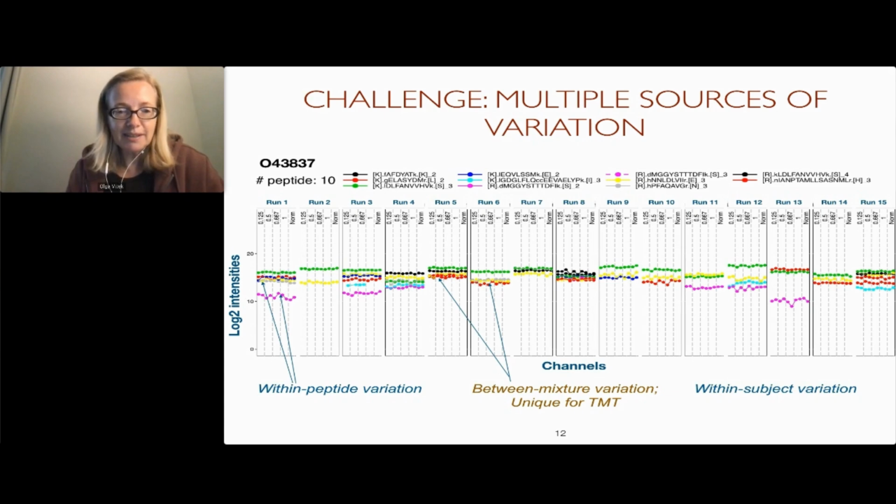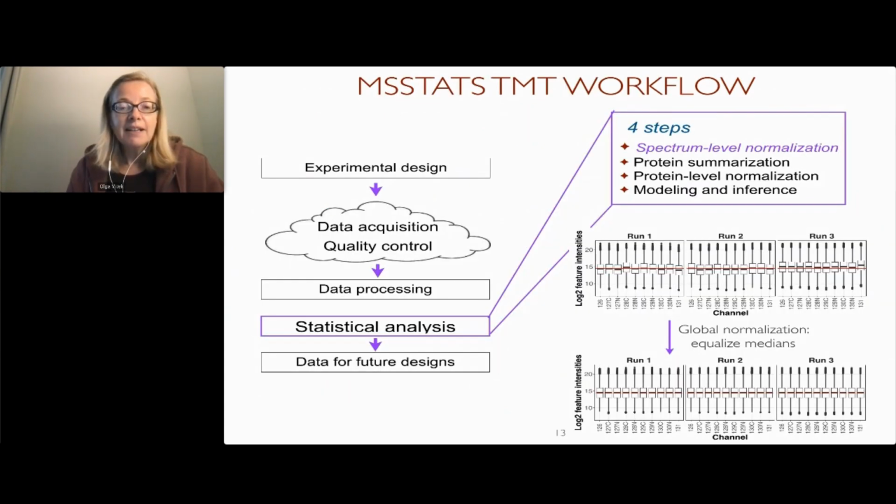So that's the idea. So let me now tell you about how we actually do that in terms of statistical and analysis workflow. Essentially, to make things comparable, we rely on normalization and statistical modeling. So the first step is spectral level normalization.